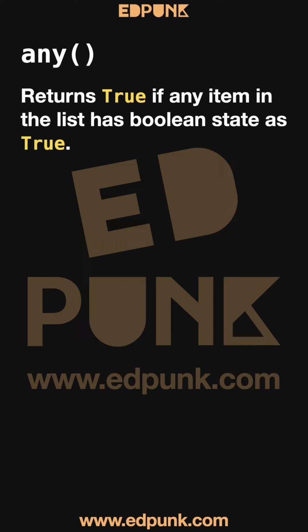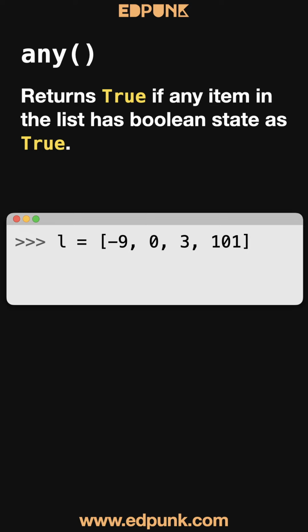Moving on to the next function. The any function returns true if any item in the given list has boolean state as true. For example, let us assign a list containing items int minus 9, int 0, int 3 and int 101 to the variable L. Now, executing any of L returns true as L contains an item with boolean state as true. In this case, apart from 0, rest all items have a boolean state of true.